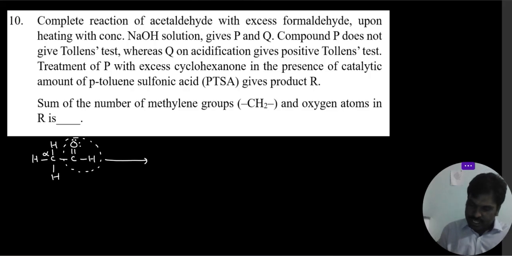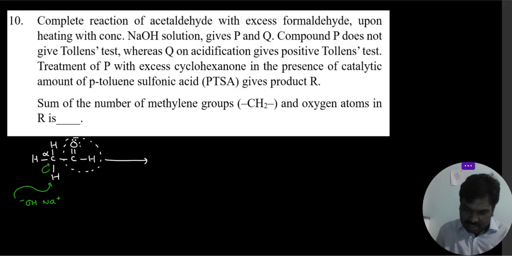So first, NaOH is there. Here OH minus can abstract an alpha hydrogen, and then water is eliminated. So that base can abstract the alpha hydrogen, which forms a carbanion, with C double bond OH. This is the carbanion.